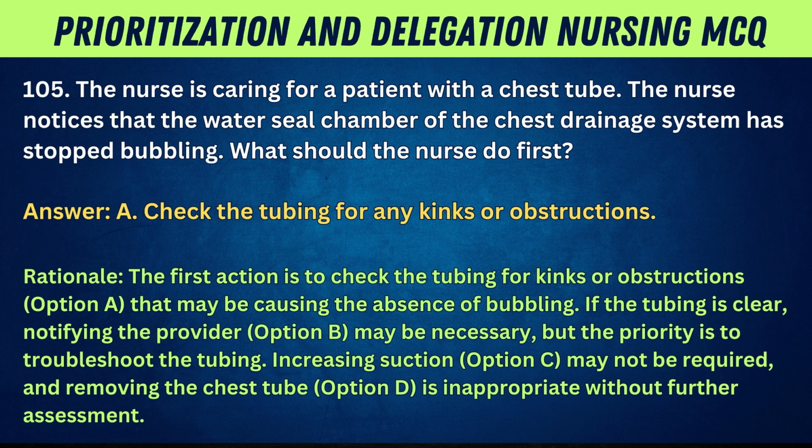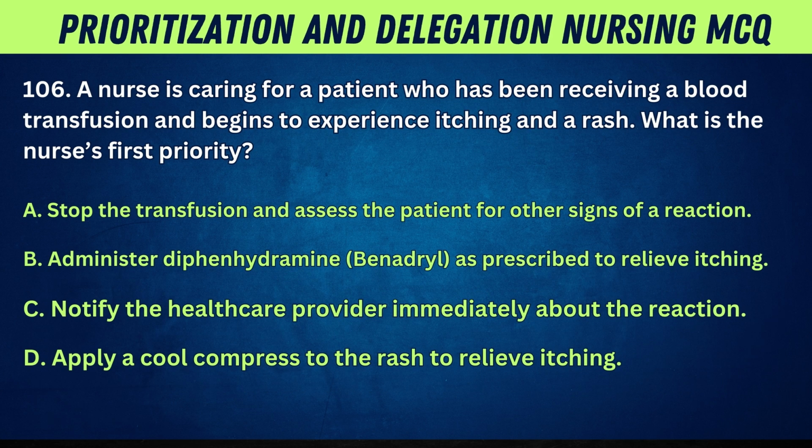Answer. A. Check the tubing for any kinks or obstructions. Rationale. The first action is to check the tubing for kinks or obstructions, option A, that may be causing the absence of bubbling. If the tubing is clear, notifying the provider, option B, may be necessary, but the priority is to troubleshoot the tubing. Increasing suction, option C, may not be required, and removing the chest tube, option D, is inappropriate without further assessment.